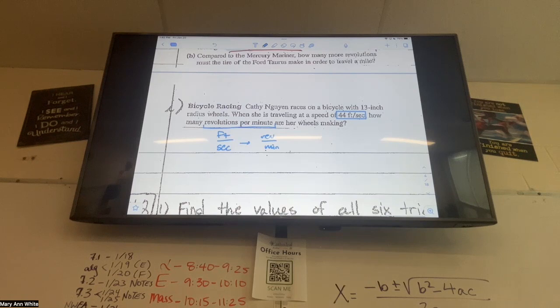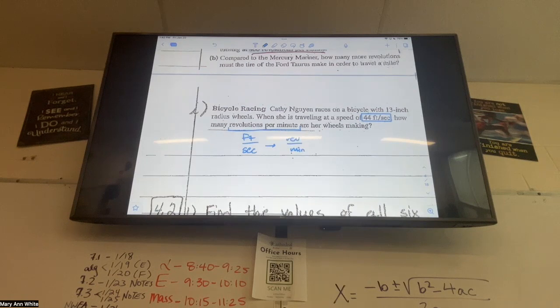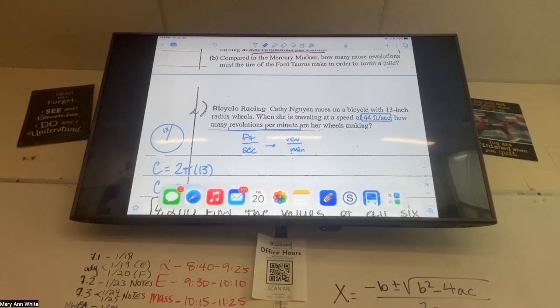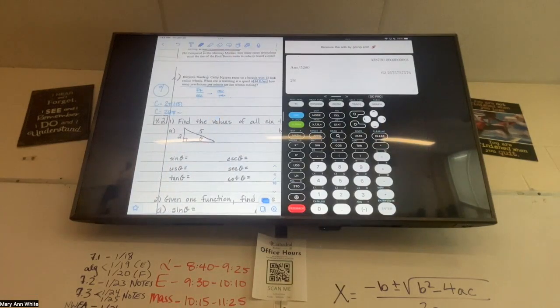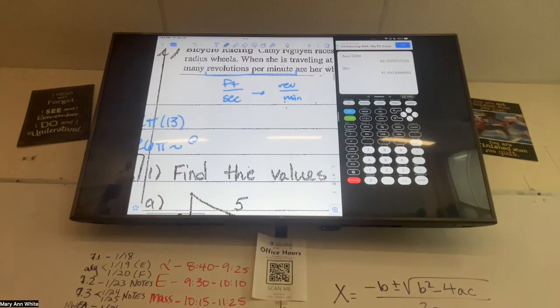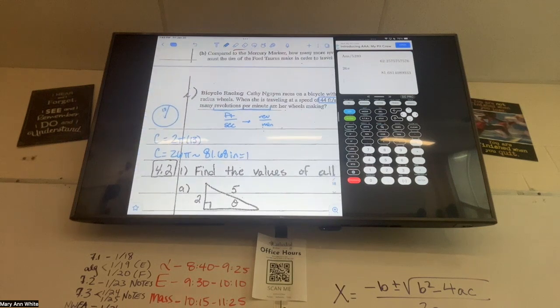Remind me, how did we do revolutions last time? The circumference, very good. I can do circumference with this problem too, because her bicycle has a radius of 13 inches. So I can go from any side of the triangle to the center. My circumference is just going to be 2 pi r, which is 2 times 13, 26 pi, which is approximately 81.68. And that is in inches. That equals 1 revolution. So I'm going to keep that in mind as we go.